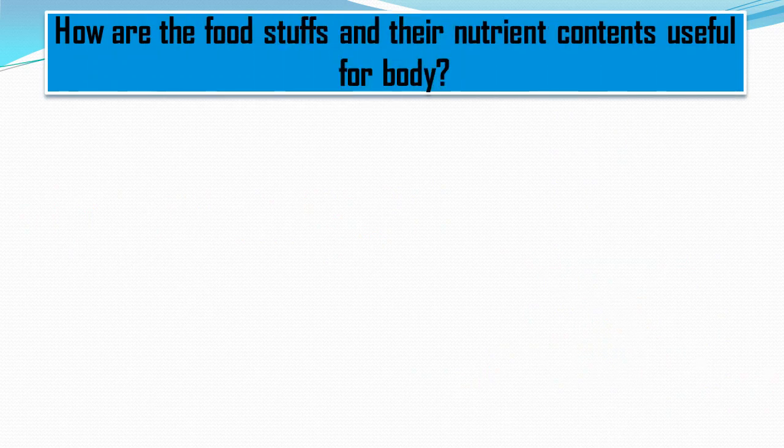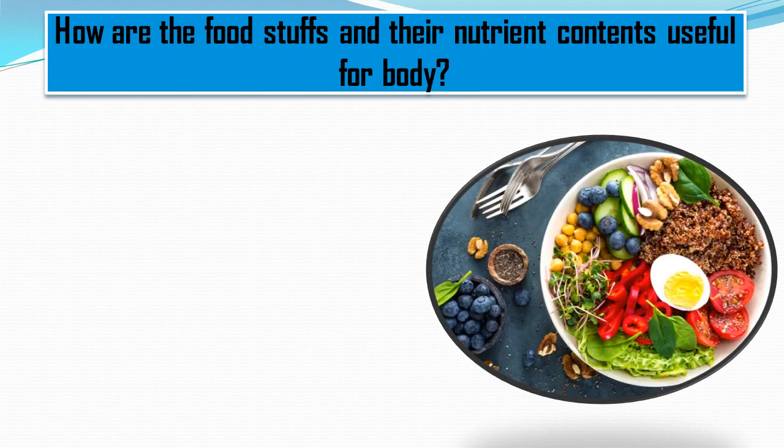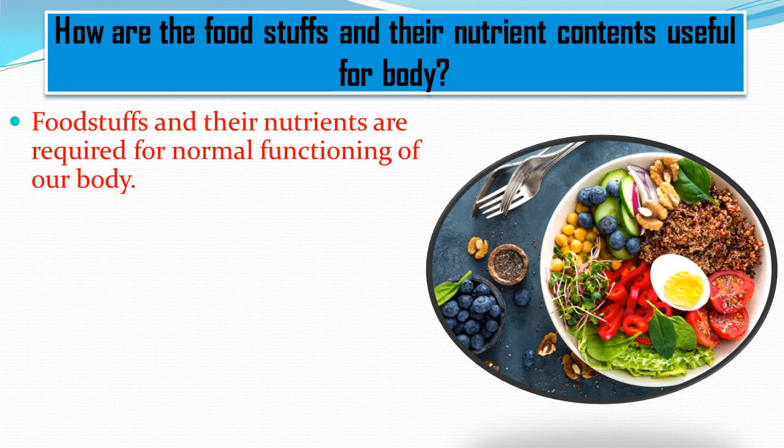Alright, so first question: how are the foodstuffs and their nutrient contents useful for our body? Students, we are eating daily, taking a daily diet, and in this daily diet we include different nutrient contents like carbohydrates, fats, vitamins, lipids and fibers. All balanced diet we are taking. So how are these nutrients useful for our body? Foodstuffs and the nutrients are required for normal functioning of our body. Nutrients means carbohydrate, protein, vitamins and all.